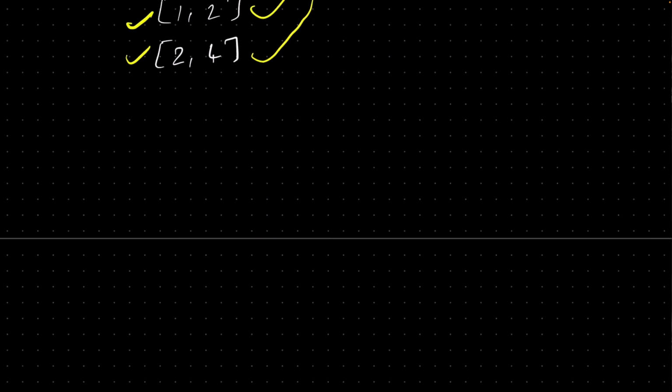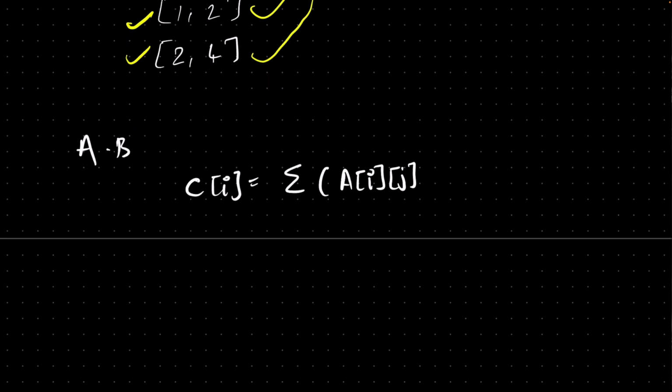The formula for this C is pretty simple. If you have matrix A and vector B, then the formula for C_i, that is for a given value of C, is the summation of A_ij times b_j, for j from 0 to n minus 1.